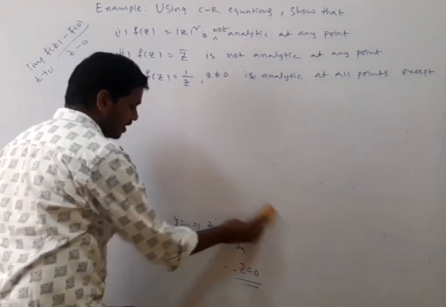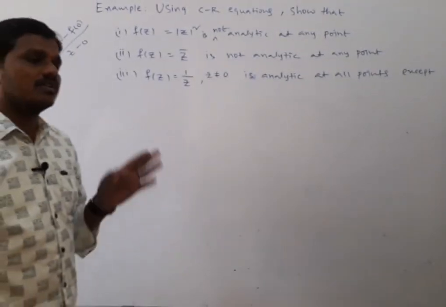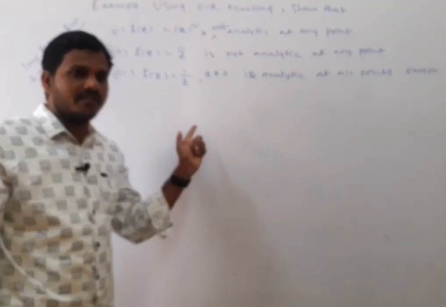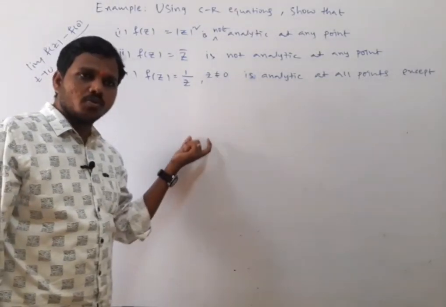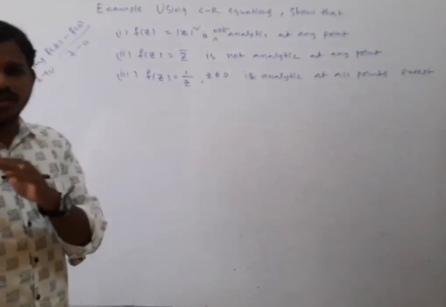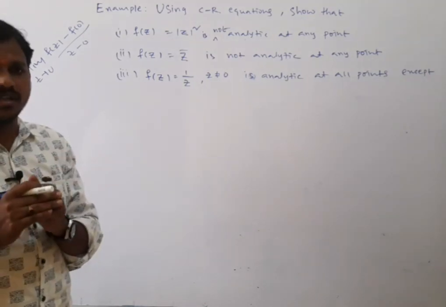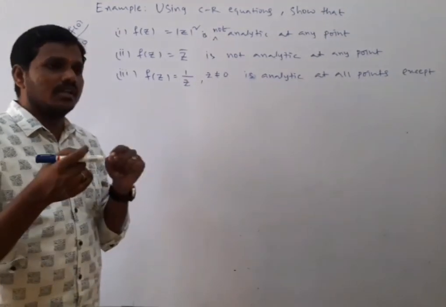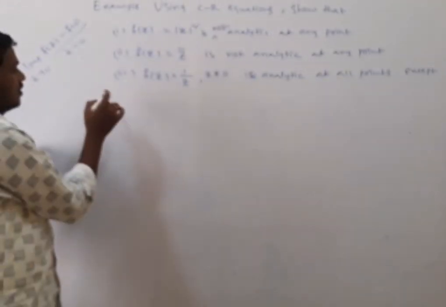Listen, by using the CR equations, if you want to prove the function is analytic, first you should convert the function f of z into the form u of x comma y plus i v of x comma y. Then find dou u by dou x, dou u by dou y, dou v by dou x, dou v by dou y, and check that the first order partial derivatives are continuous. Then check whether they satisfy the CR equations or not. If they satisfy the CR equations, you may then think of continuity, followed by differentiability.